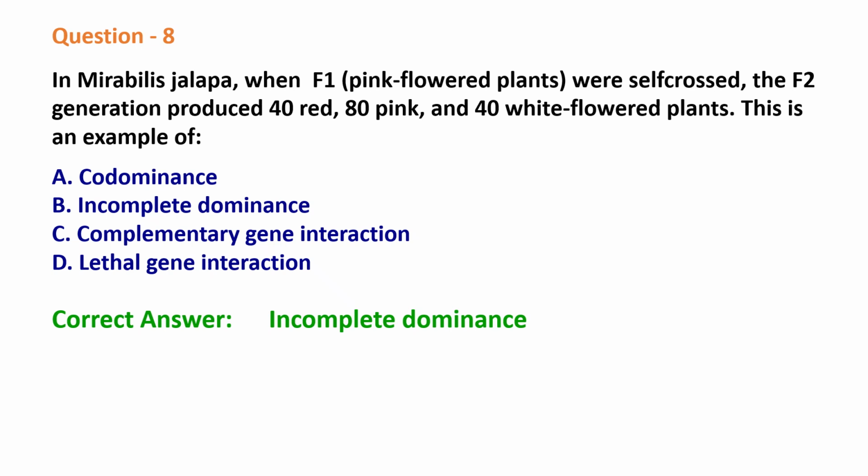We know that if this was the case of complete dominance, we would have got either red or white flowered plants. But here we got a different color, that is pink color, which is a blend of these two, which means that red color gene is trying to express, white color gene is also trying to express, but both are not being expressed completely. So the correct answer is incomplete dominance.